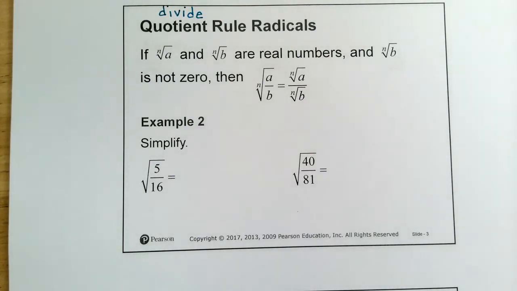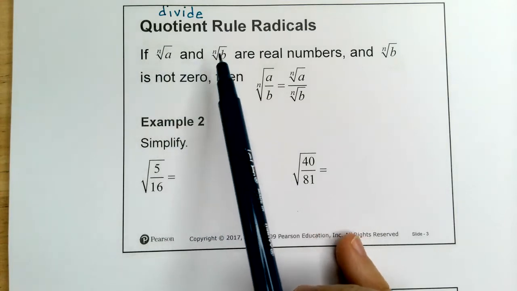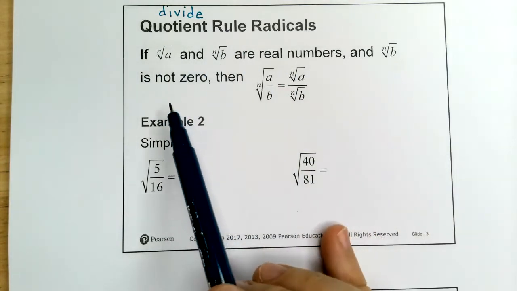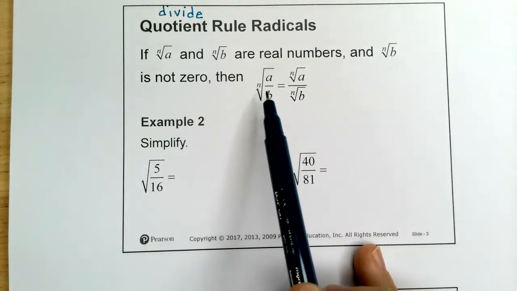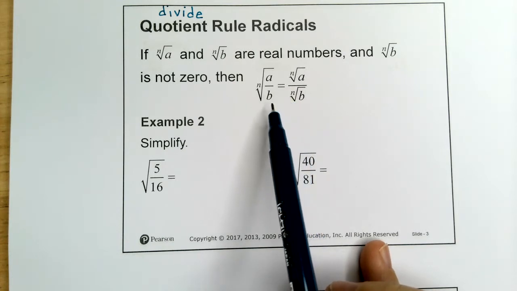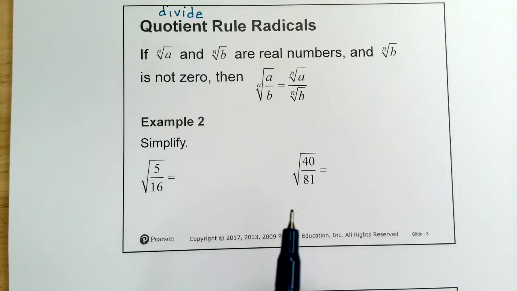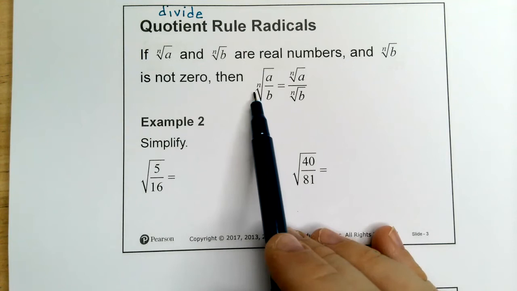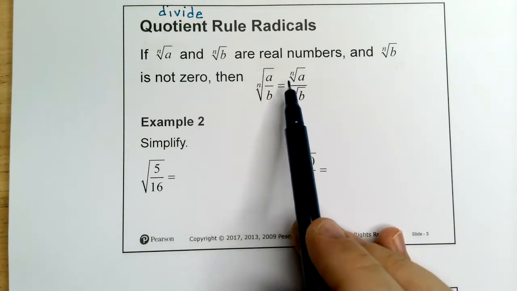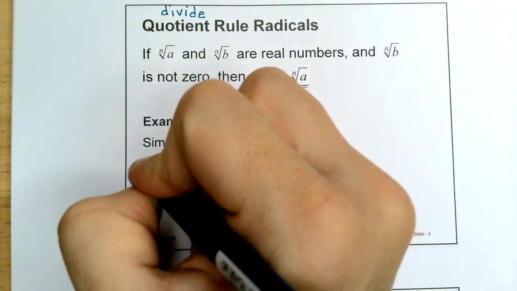All right. If you have a fraction under a radical, you can split it into 2 radicals, basically, right? If the radical a and the radical b are real numbers and radical b is not 0, because remember, if you put 0 as the denominator, that is an undefined term. You can't find the answer to that. Good. So the root of a over b can be changed to the root of a over the root of b.